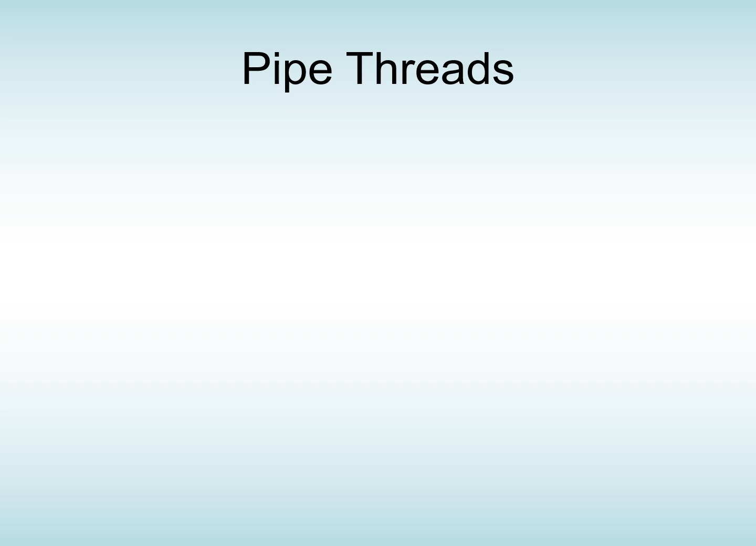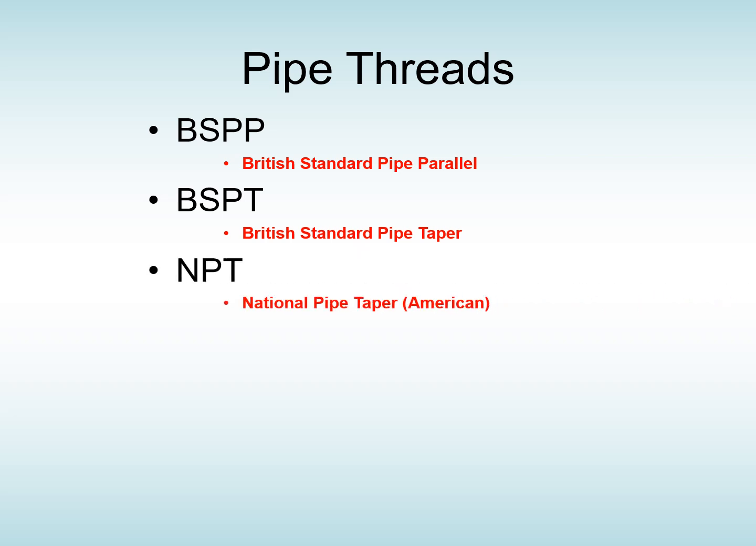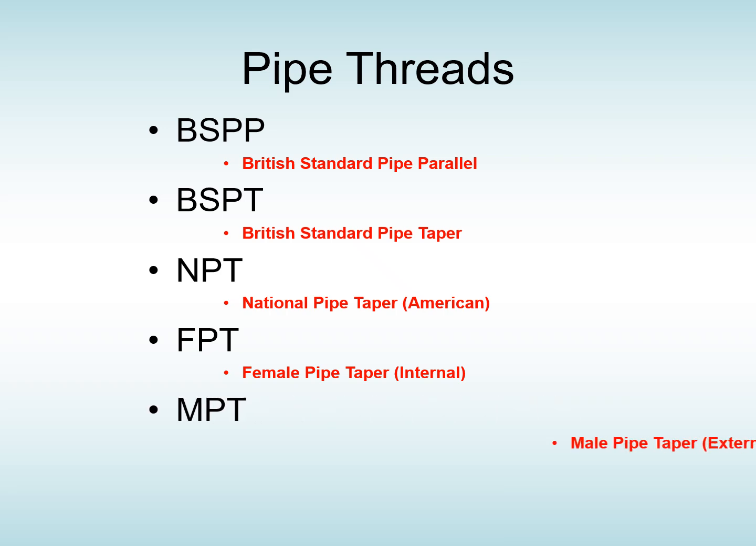Pipe threads. BSPP, British Standard Pipe Parallel. BSPT, British Standard Pipe Taper. NPT, National Pipe Taper. It's an American thread. FPT, Female Pipe Taper. MPT, Male Pipe Taper.